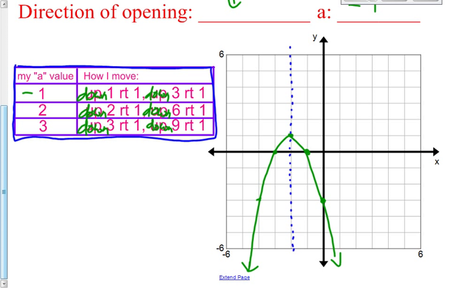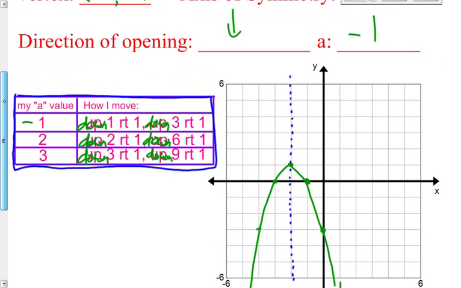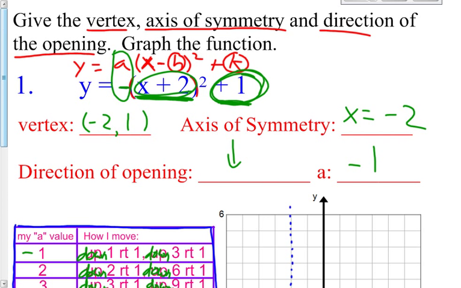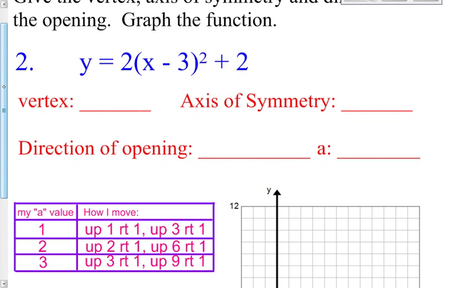We weren't specified to tell the domain and the range, but if you did have to do that on a test, I'm assuming that that would be no problem for you. So that is what you have to do on this problem. Next problem, very similar. So let's go through it a little bit quicker. Our vertex is the opposite of this and what this is for the x and y coordinate, which would be 3, positive 2. The axis of symmetry is x equals the x coordinate, so it would be x equals 3.